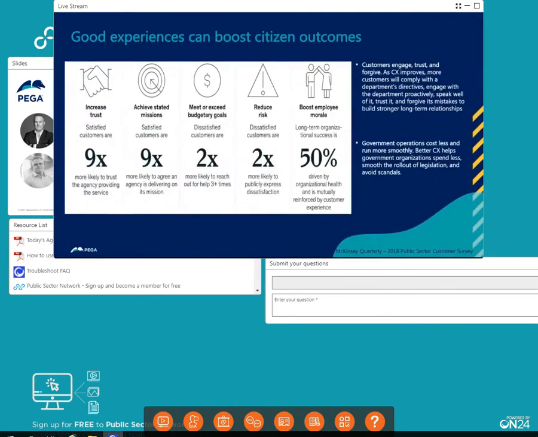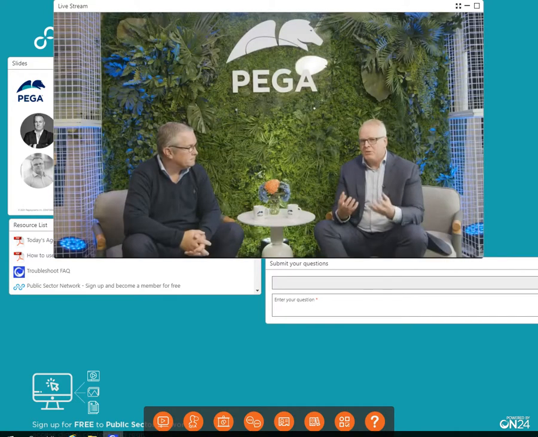Yep. So governments are looking to reimagine and benefit from how digital can be used to enhance the citizens' end-to-end experience of public services. As McKinsey research found, good experiences can boost citizens' outcomes. And they build engagement and trust, but they also drive down costs through smoother operations. So it's not one or the other, it drives both of those. And that's certainly the experience that I've had in my digital transformation journey.